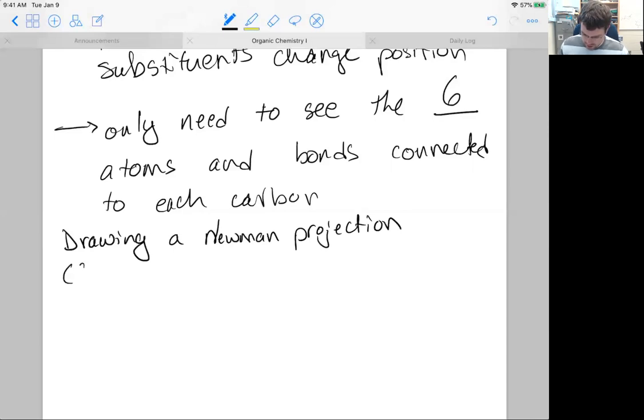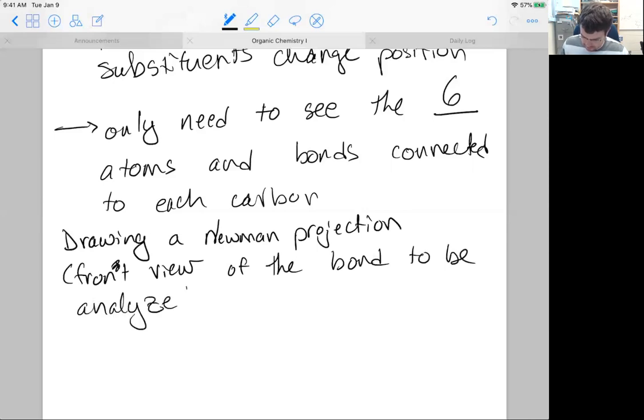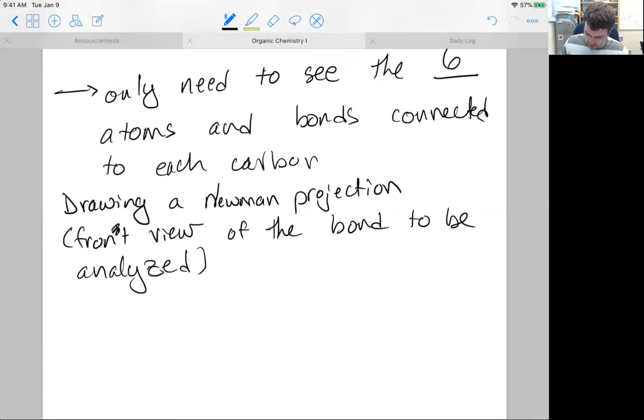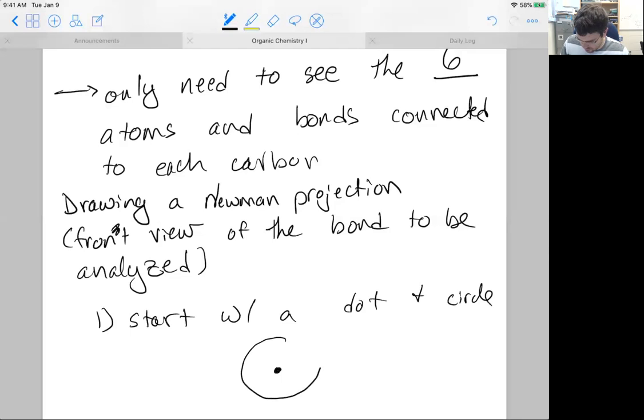So this is a front view of the bond to be analyzed. Well, it always starts the same, a Newman projection. You always start with a dot and a circle. Okay, so the dot and the circle is super important.